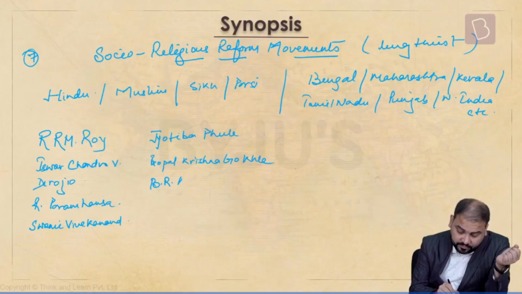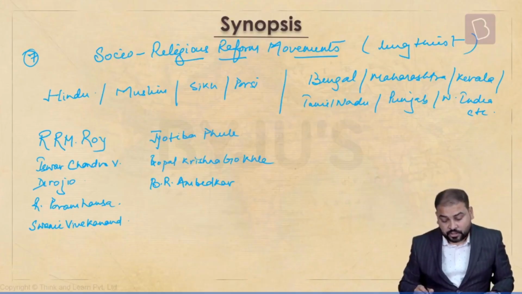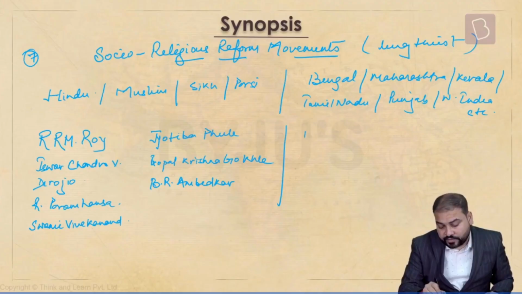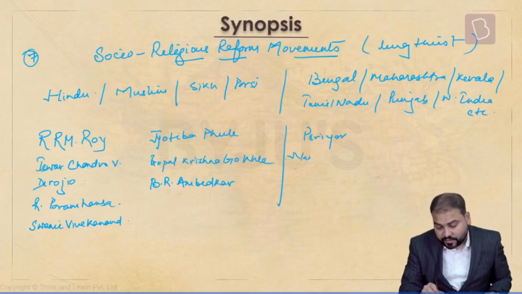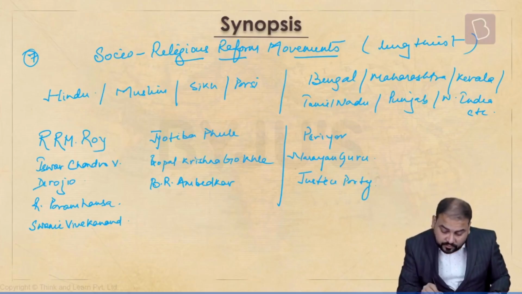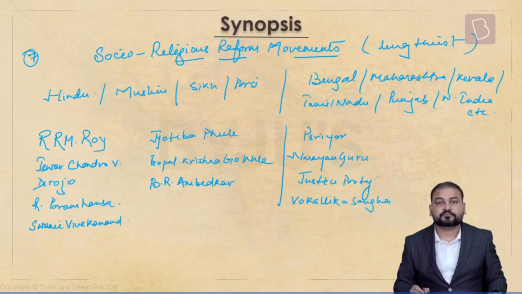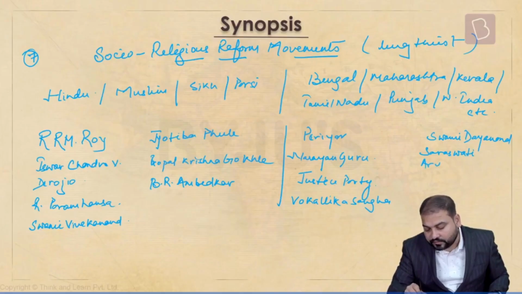Great Baba Saheb Bhimrao Ambedkar, again will be coming from here only. Then if we come to South India, we'll have Periyar from Madras. We'll have Narayan Guru from Kerala. We would have Justice Party, of course, from Mysore. We would have Vokaliga Sangh. In North India, we'll talk about Swami Dayanand Saraswati and his Arya Samaj.